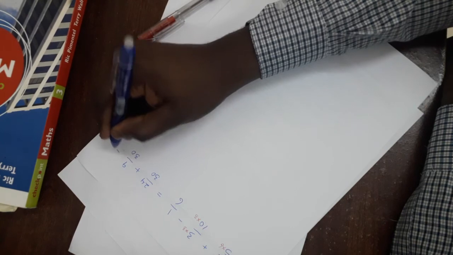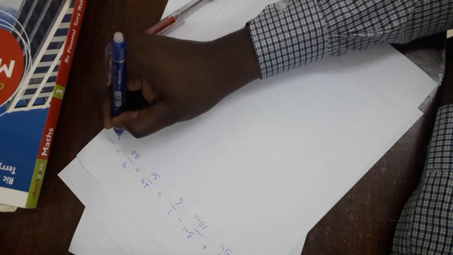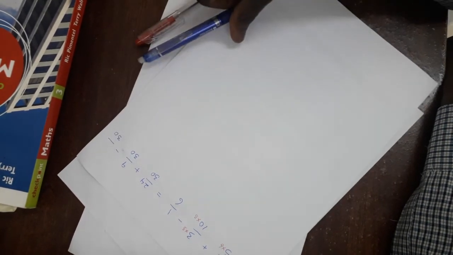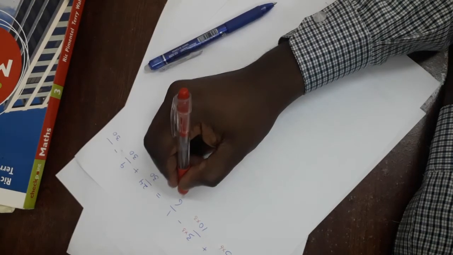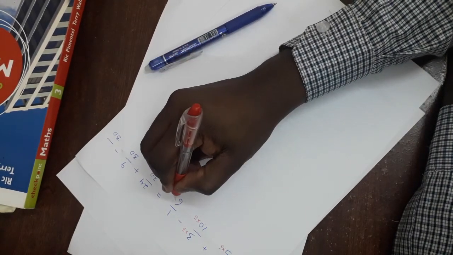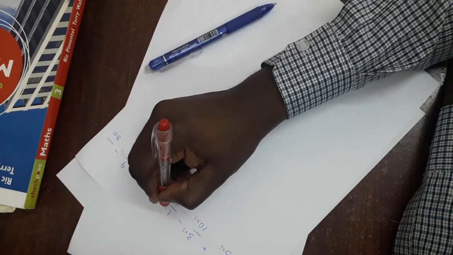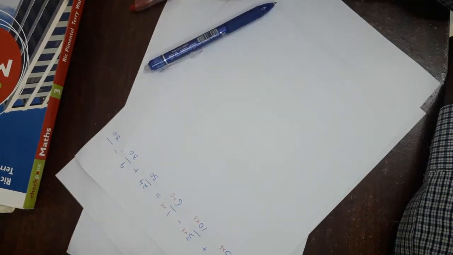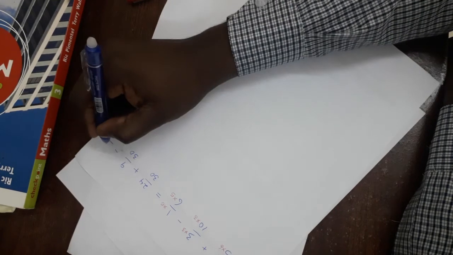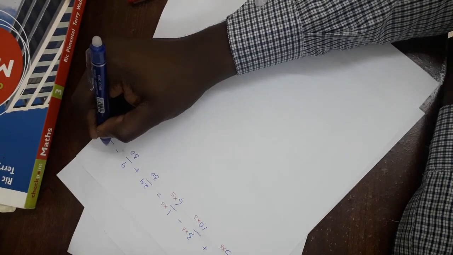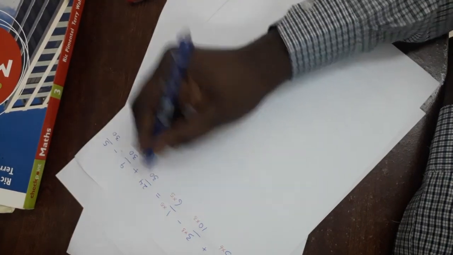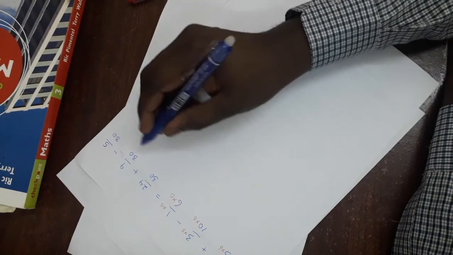I have minus. Again, my common denominator is now 30. Now, how do I move from 6 to 30? I have to multiply this by 5. And I must do the same thing for the numerator. So 1 times 5 is 5. Then 6 multiplied by 5 is 30. Now it is easy to add and subtract these fractions.